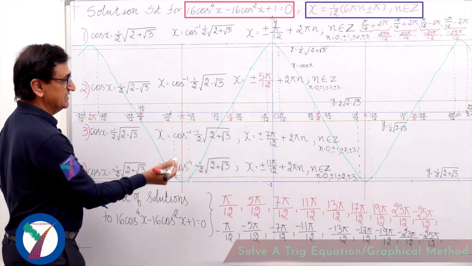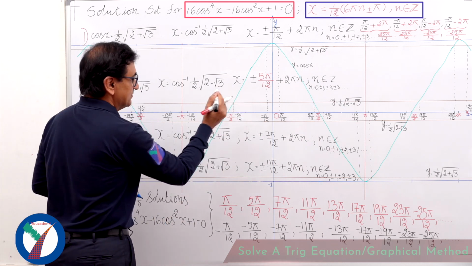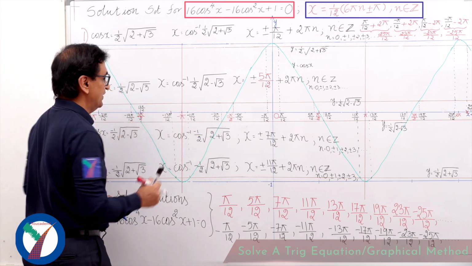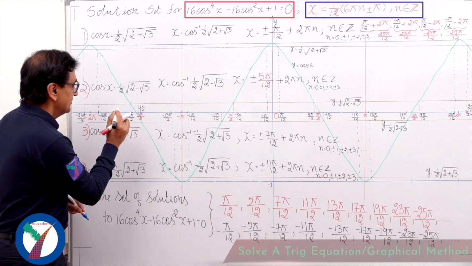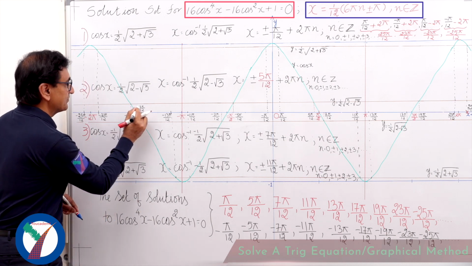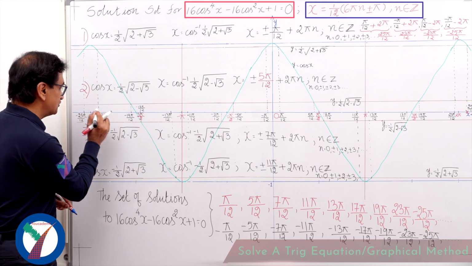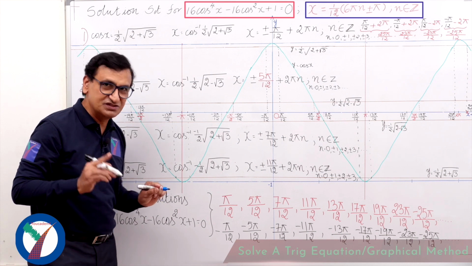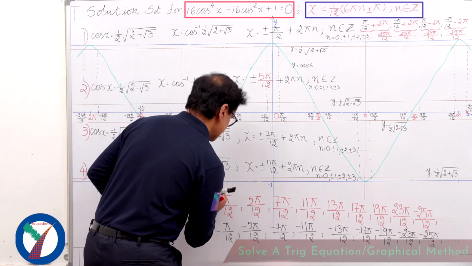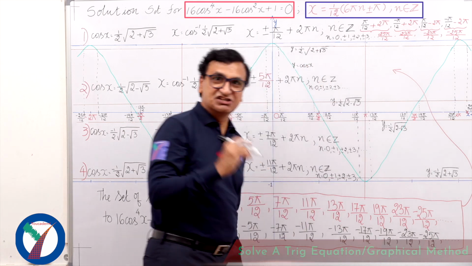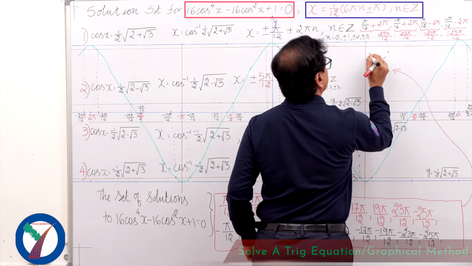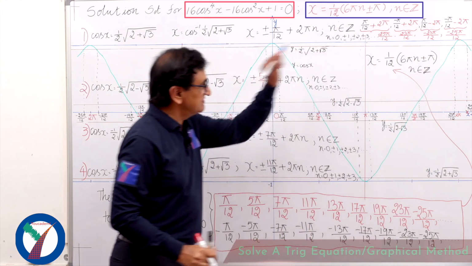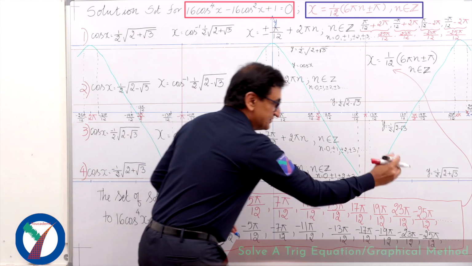And on the negative side, it is minus pi by 12, minus 5 pi by 12, minus 7 pi by 12, minus 11 pi by 12, minus 13 pi by 12, minus 17 pi by 12, minus 19 pi by 12, minus 23 pi by 12, and minus 25 pi by 12, and so on. So the general solution can be written as, the general solution is, so that is the general solution to the list of numbers which I have written here.